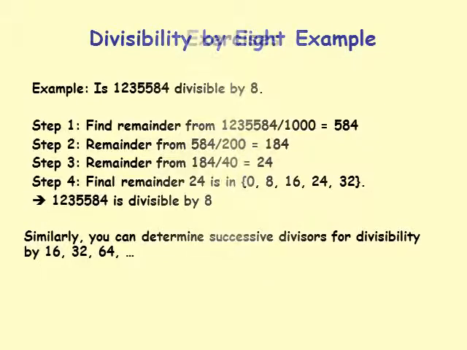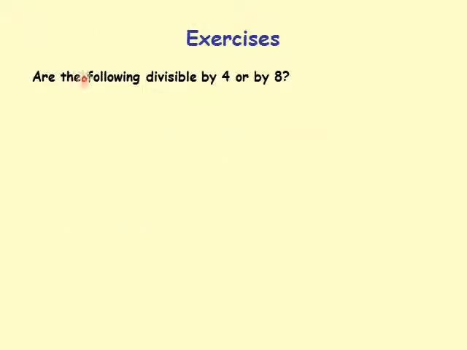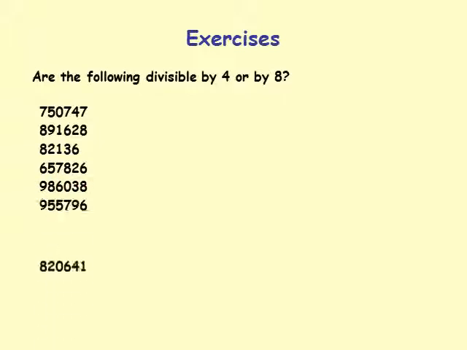Let us do some exercises. Are these numbers divisible by 4 and 8? The first number is 750,747. This is odd, so it is not even divisible by 2, so we can just toss it out; it's not divisible. Now look at the other numbers: 89162, 82136, 657, 986038, and some more.